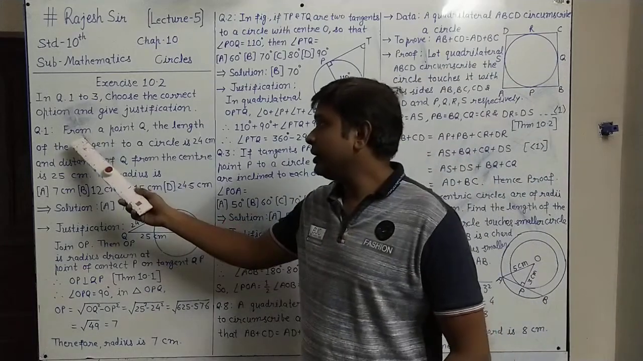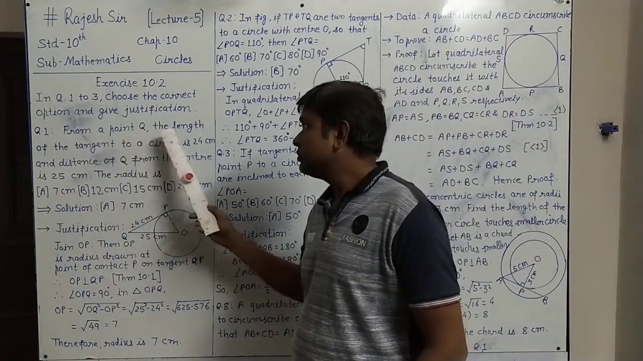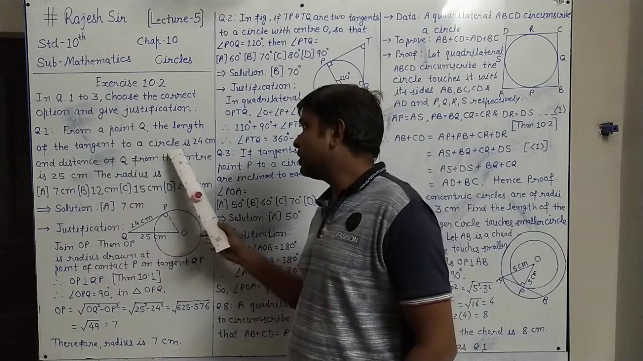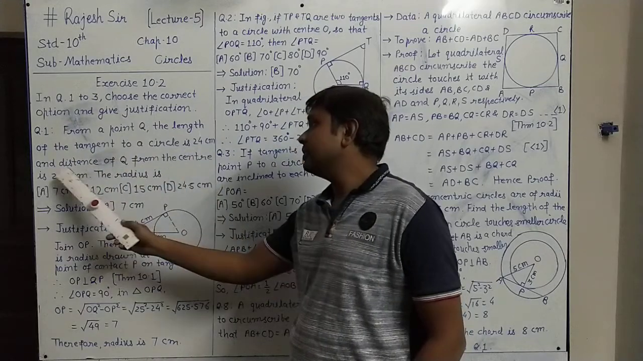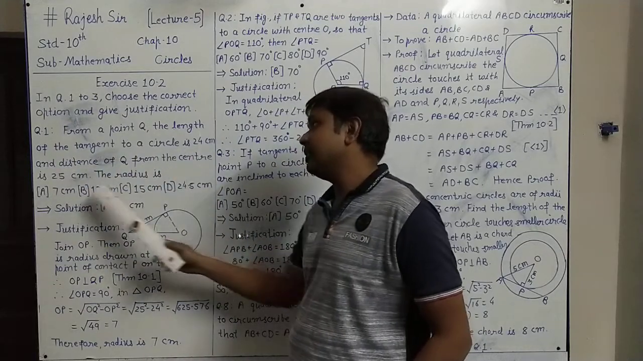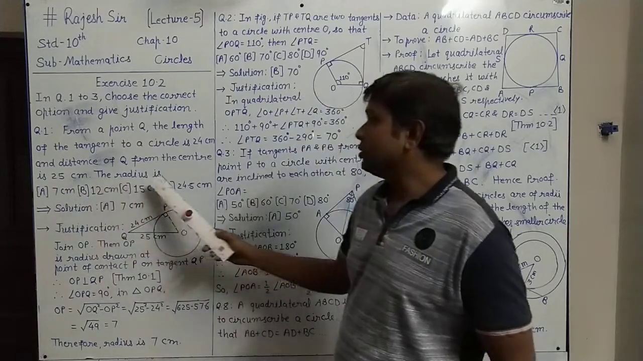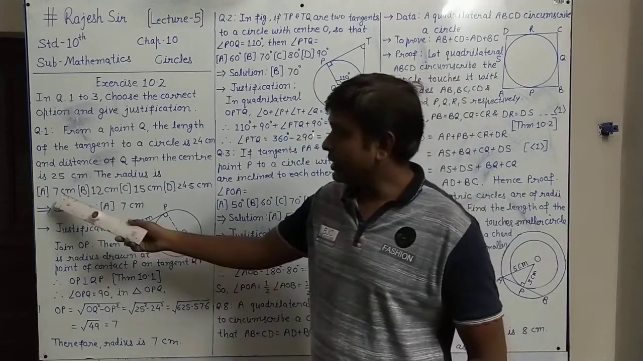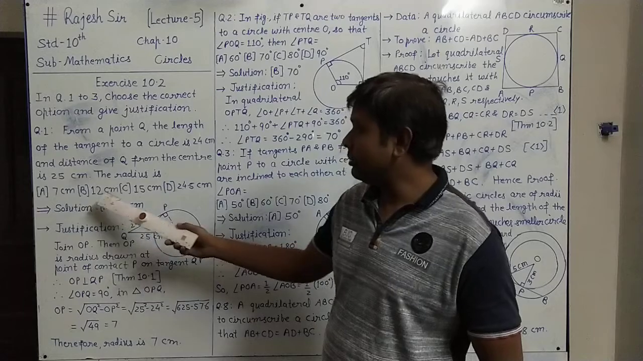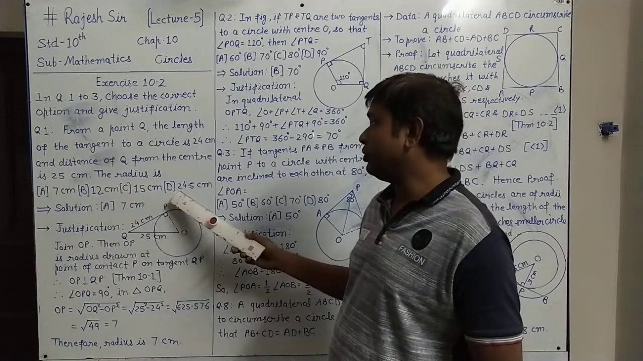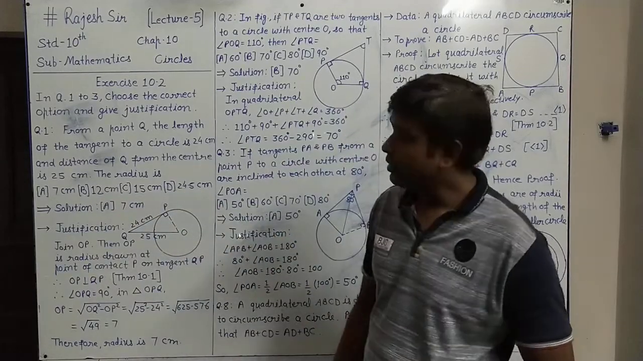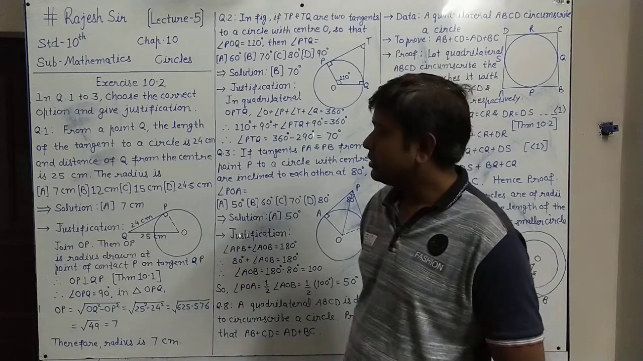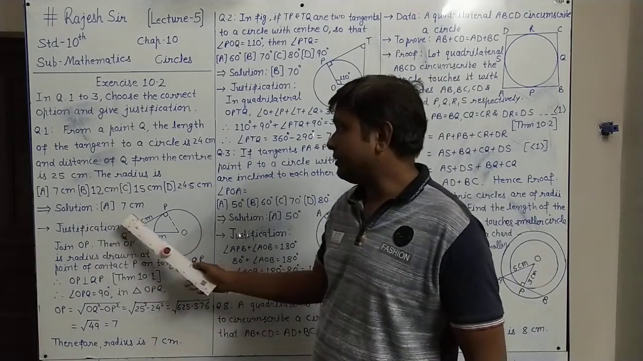Question number 1 is: from a point Q, the length of the tangent to a circle is 24 cm and the distance of Q from the center is 25 cm. The radius is: option A 7 cm, option B 12 cm, option C 15 cm, option D 24.5 cm. Which option is correct? The solution is option A, 7 cm.